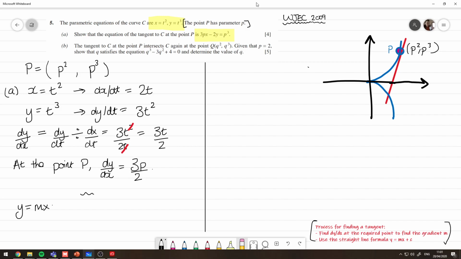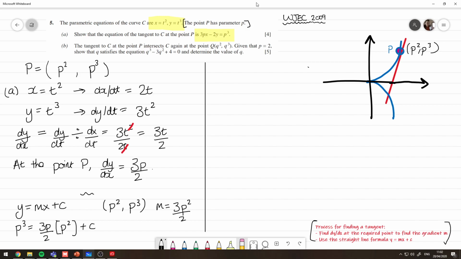All right, from here, I'm setting up the equation of a straight line. I know a coordinate that the tangent passes through. It's the point P, so it's p squared, p cubed. So those are going to give me x and y values. I also know the gradient, which is 3p over 2. So if I put that into the equation, I'm going to hopefully be able to get c out. Let's try that. So p cubed here, 3p over 2 here, p squared here.